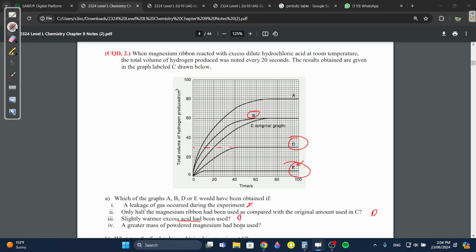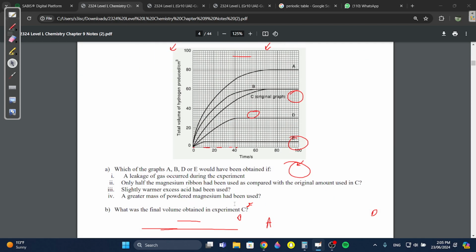Let's put B. A greater mass of powdered magnesium ribbon has been used. If it's greater mass, that means it's a greater concentration. That means increased number of particles. That means there will be increased number of collisions. That means higher rate and more product formed. So A, because we're increasing the concentration of the limiting reactant. The limiting reactant in this case is magnesium. They said the excess is the hydrochloric acid.